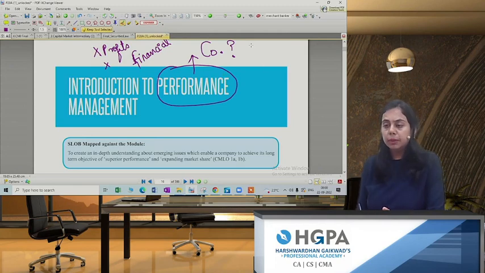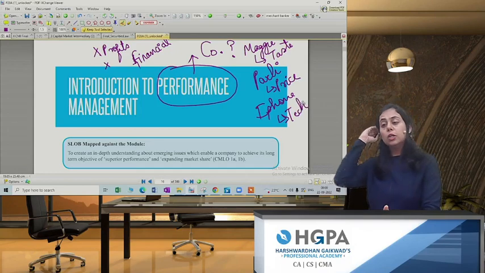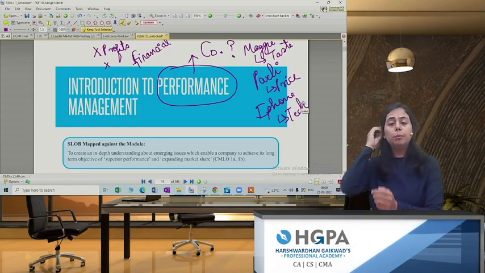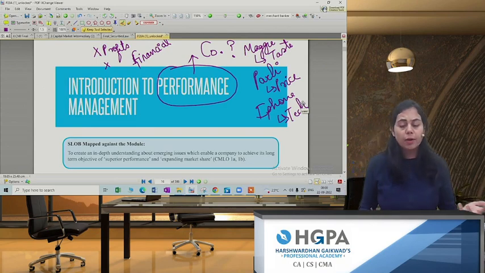For example, Maggi is judged for taste, its best performance is in taste. Next, Parle-G is judged for the price. Then we can say iPhone is judged for the latest technology. So whenever we talk about the performance of any company, we consider multiple factors.